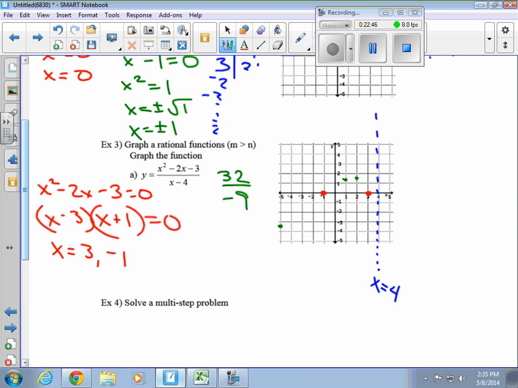X equals 4 is a vertical asymptote, so what's it going to do on the right side? Get really close to it, then it's going to turn this way and go like this. What's that? These are my x-intercepts. Well, we only had one intercept. What's that? What? This? Right here. It's like negative 3.5-ish. Okay? So now that's the left side.